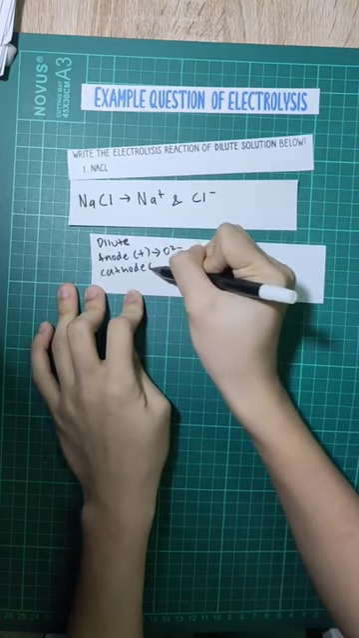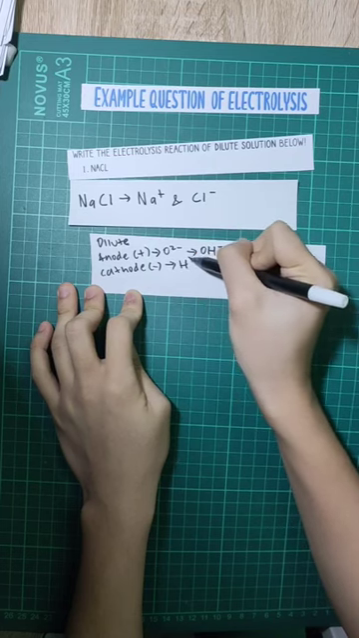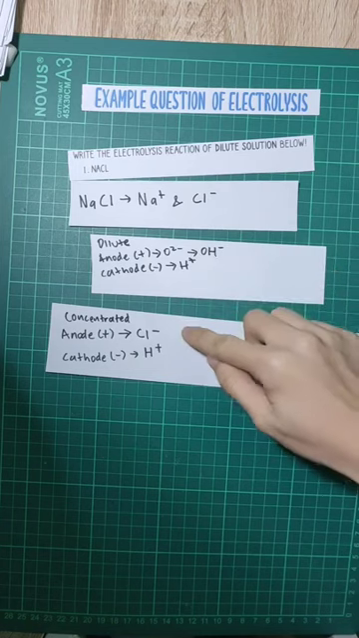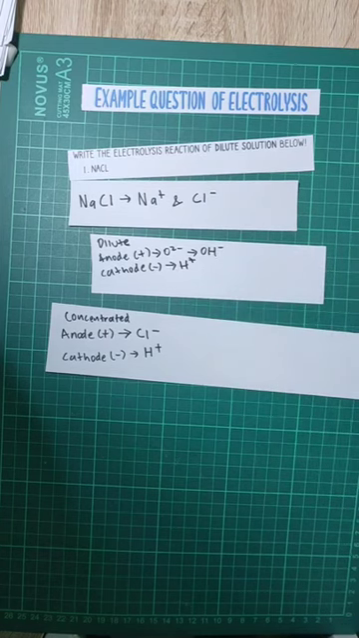Then at the cathode, either metal or hydrogen forms. Because sodium is more reactive than hydrogen in the reactivity series, hydrogen forms. Now let's compare the concentrated solution and the dilute solution. As you can see, they have different reactions at the anode, even though they are both aqueous solutions.